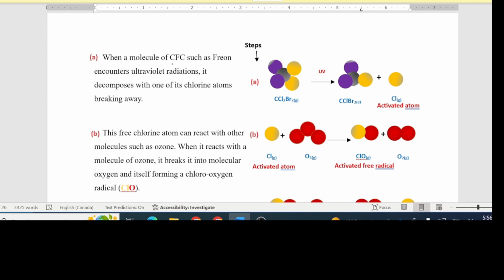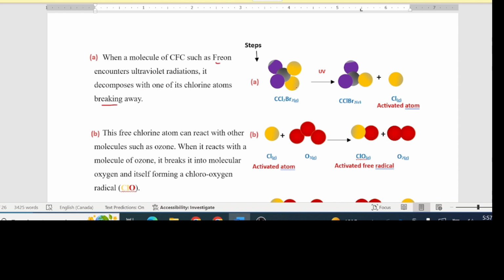When a molecule of CFC, such as Freon, encounters ultraviolet radiation, it decomposes with one of its chlorine atoms breaking away. Now, of course, CFCs, we mentioned in that paragraph, are hydrocarbons in which the hydrogen atoms are replaced by either chlorine or fluorine. So in this case, this was a methane molecule, with carbon here, and you see you have two fluorine atoms here and two chlorine atoms here. So all four of its hydrogen atoms are replaced by fluorine and chlorine atoms.